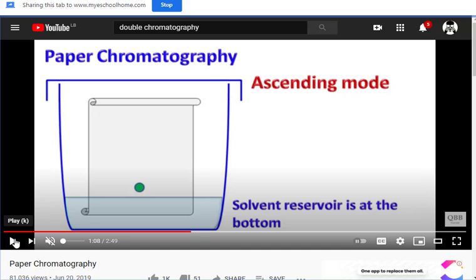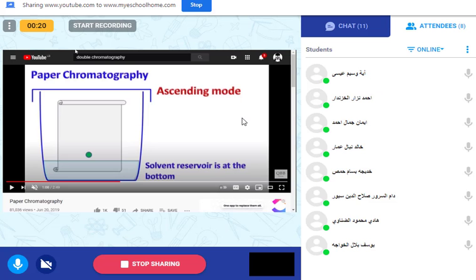A question for all of you. What happens if I put the liquid higher than the point? Yalla, let me see who can answer this. What happens if I put the liquid higher than the point? Who can answer?